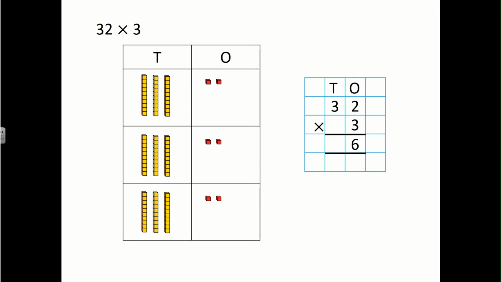And then I'm going to look at the tens column. I have 30 plus 30 plus 30, 3 30s. 3 times 30 is 90. And so I'll add 90 into my short multiplication. 32 multiplied by 3 is 96.